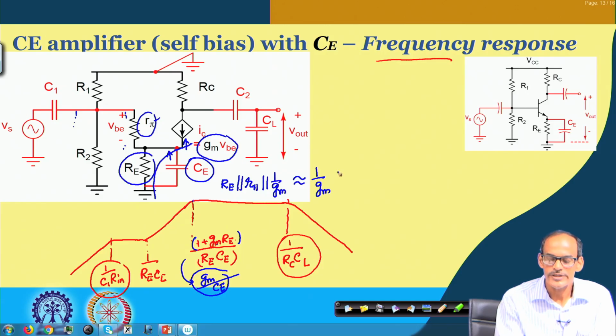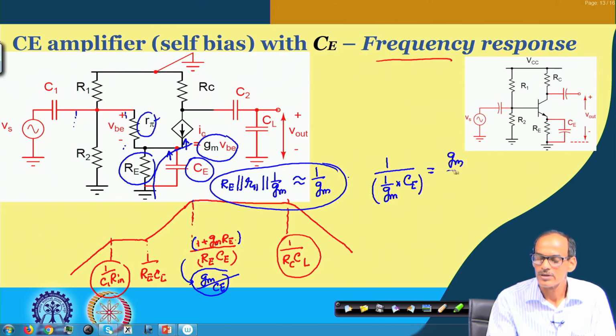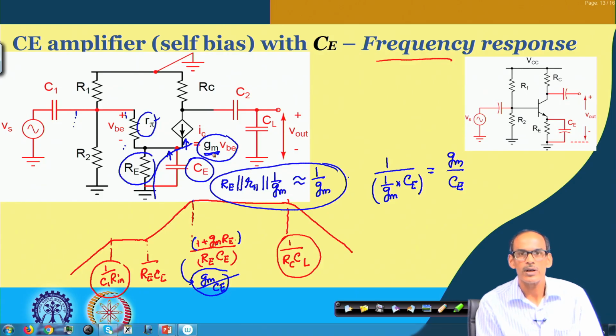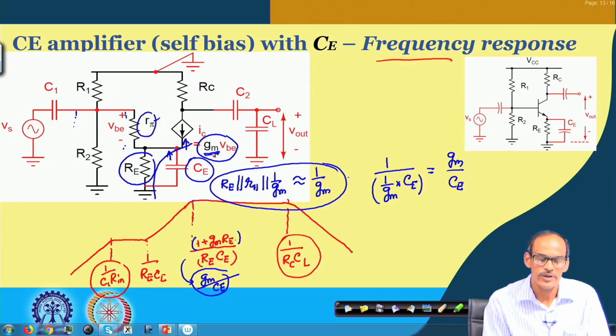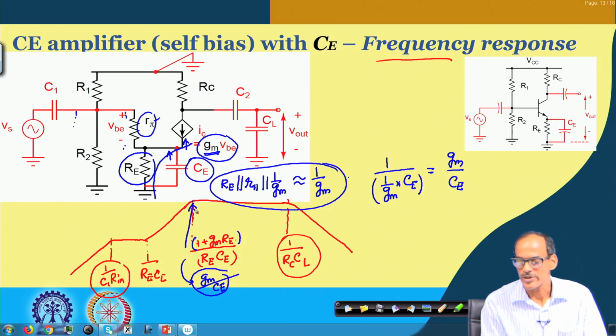So, the corresponding RC time constant is basically this resistance and Ce. As a result, the corresponding pole we see is 1 by gm into this Ce, which gives us gm divided by Ce. So, this Ce in combination with the equivalent impedance coming from this active device, which is 1 by gm, gives us the corresponding corner frequency.